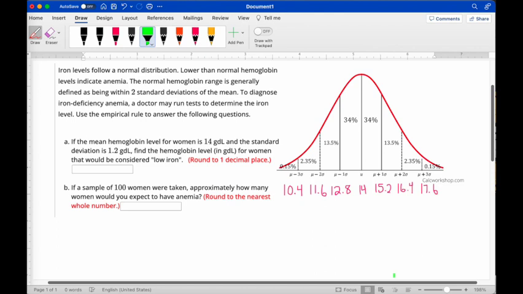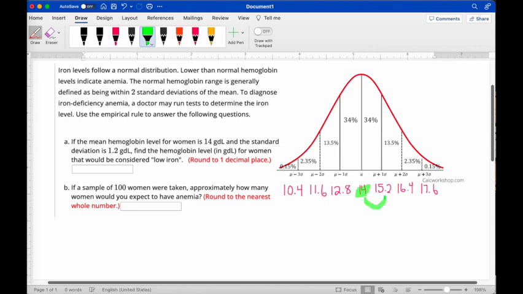Use the empirical rule to answer the following questions. So it says here the mean hemoglobin for women is 14. Okay, so 14 is going to go in the center. This is the mean. It always goes in the center. And then it goes on to say that each standard deviation is 1.2.